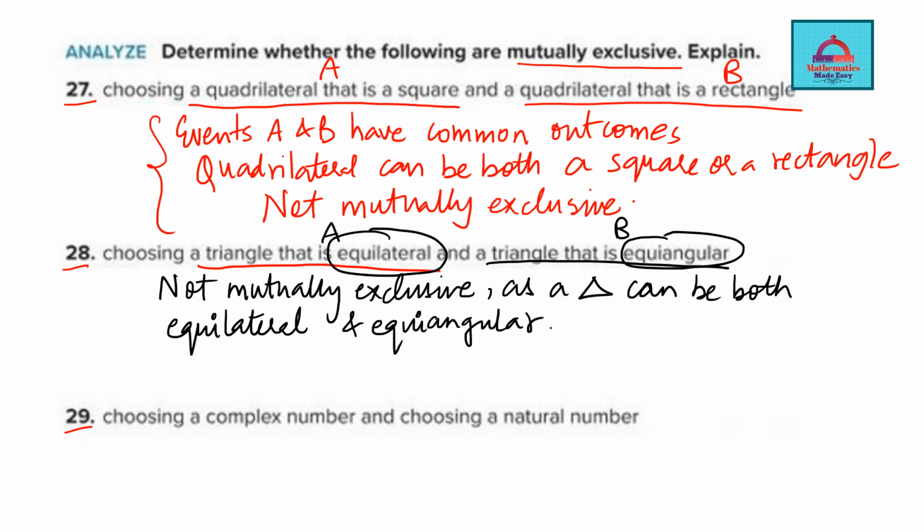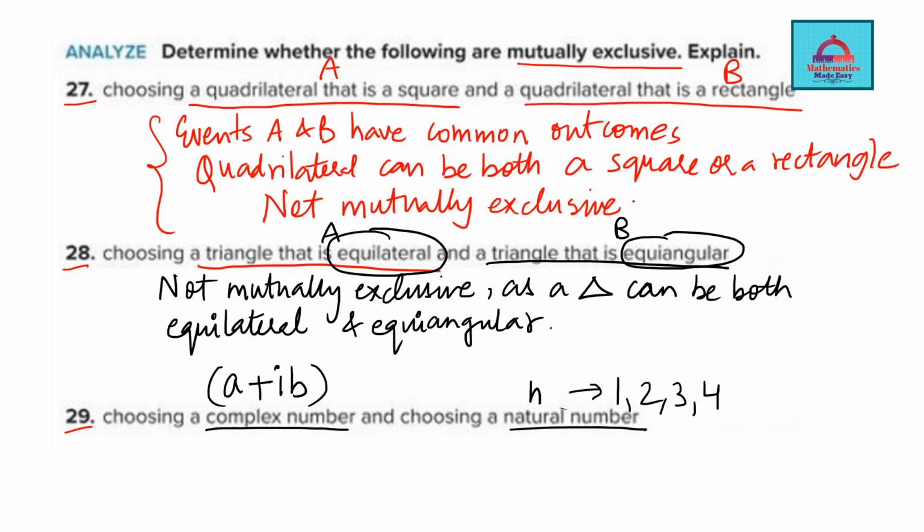Next one, last one: choosing a complex number and choosing a natural number. So what is a complex number? A complex number is a number which has a real part and an imaginary part. So this is the form of a complex number. And a natural number, you all know, is denoted by n. It can be like 1, 2, 3, 4, and so on. Now, I can write a natural number in the form of a complex number also. How? Because a natural number can be written as n plus 0i. So it does not have any imaginary part, only a real part.